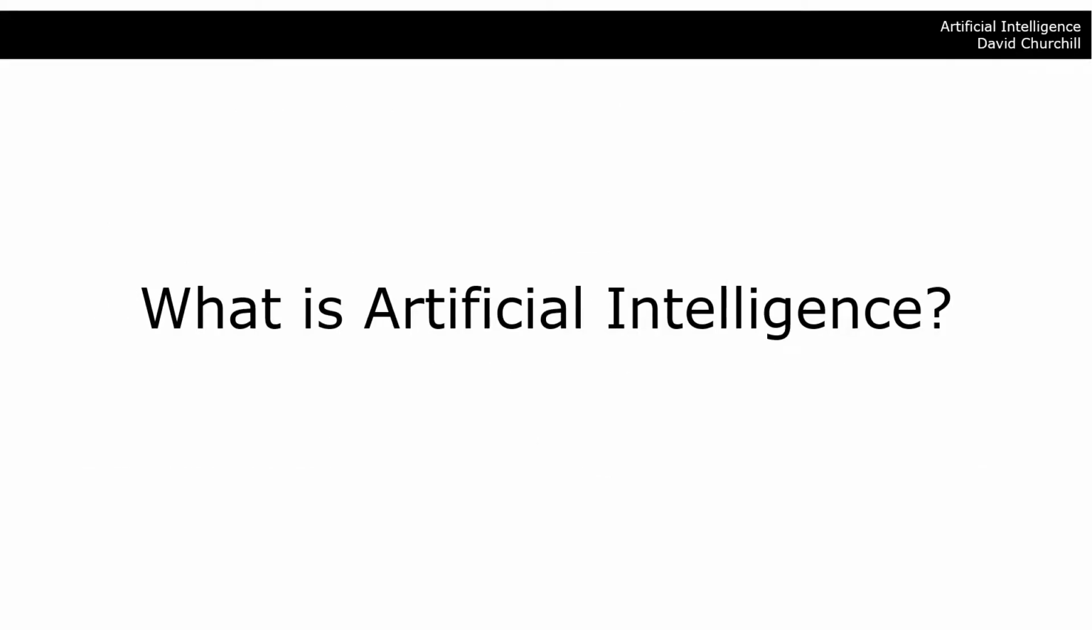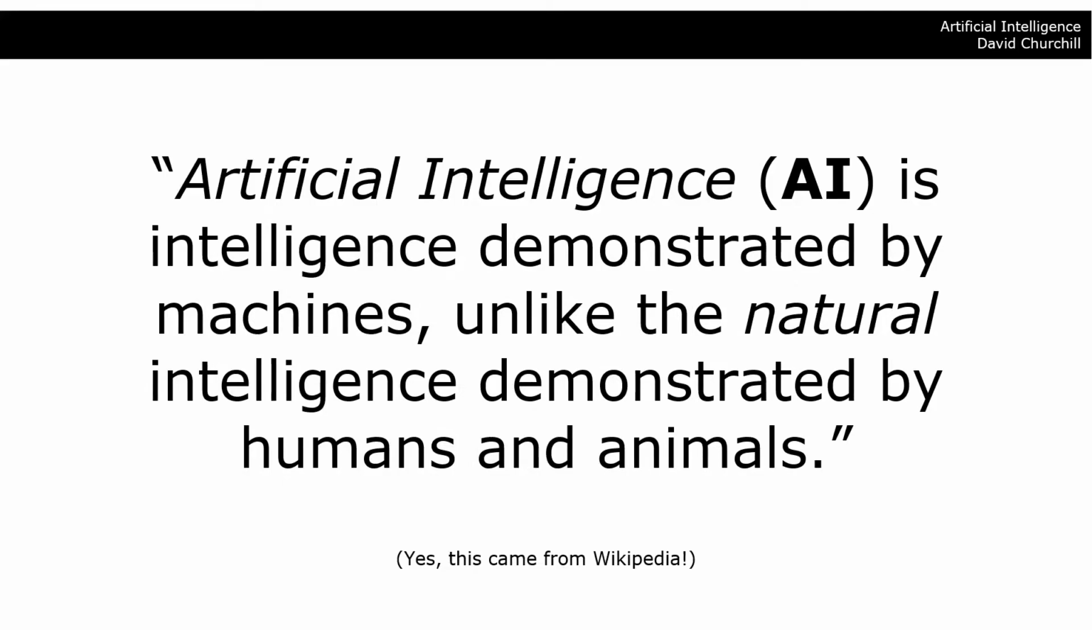So what is artificial intelligence? If you ask 10 different AI researchers what AI actually is, you'll probably get 10 different responses. But what I've done is I've just picked out 2 different definitions which I believe sum it up in a nice way. The first definition I found, and yes, this is straight from Wikipedia, is that artificial intelligence is intelligence demonstrated by machines, unlike the so-called natural intelligence demonstrated by humans and animals.